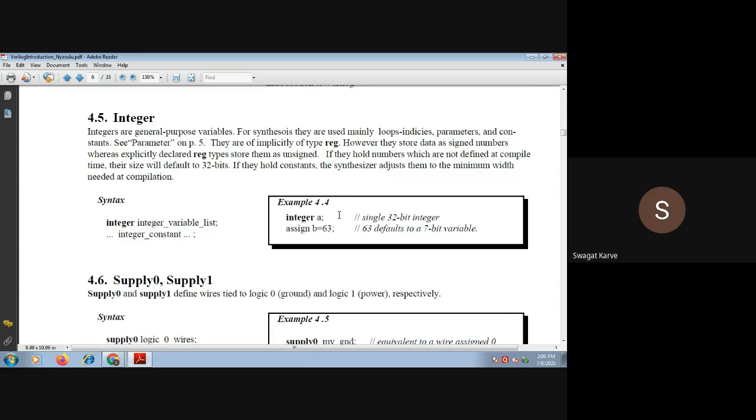It will automatically be considered by the compiler, right? So this is about the integer.